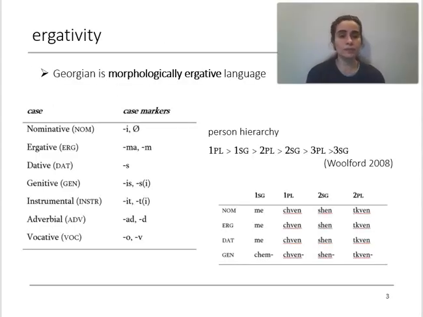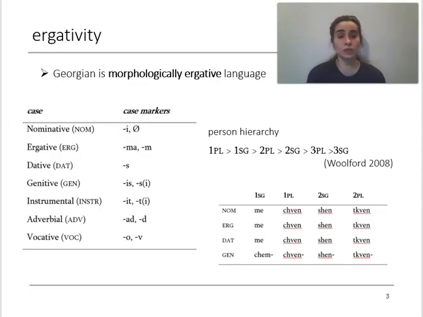Let's begin with the simple assumptions. These properties of the language are available in all Georgian grammars, so whatever grammar you take, you will find this information there. The first one is that Georgian is a morphologically ergative language. So it manifests itself in the case marking of the nominals, and not in the agreement patterns. You can see these markers on your screen now.